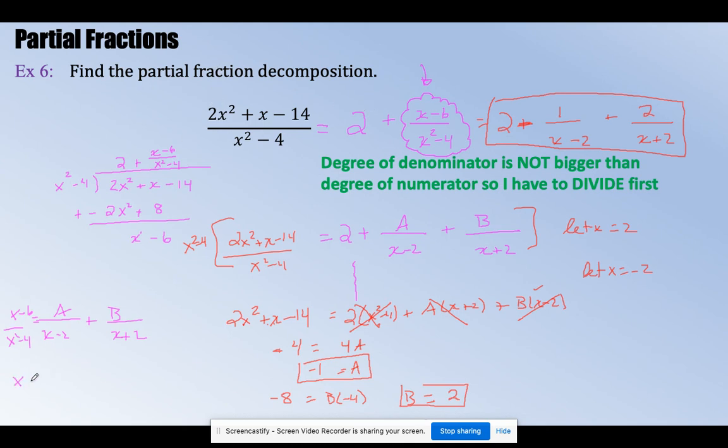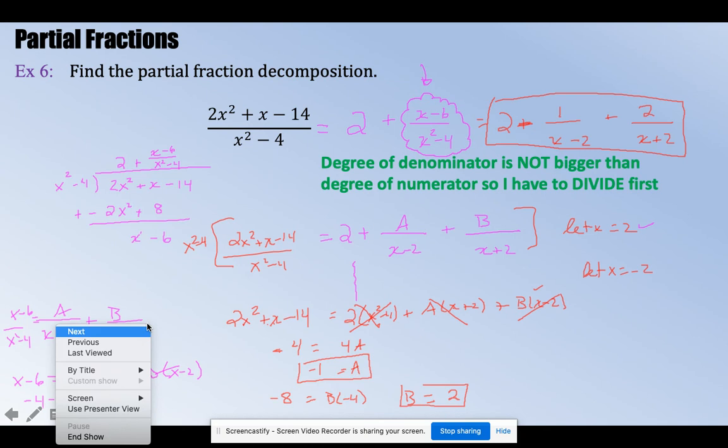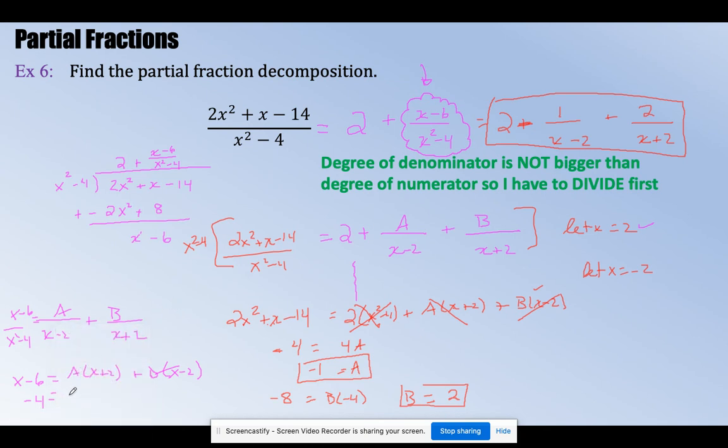So at that point, I would have gotten x minus 6 is equal to a times x plus 2 plus b times x minus 2. And then I would have still brought Arnold into the situation and let x equal 2, which would have killed this one, and I would have got negative 4. Right? And I still would have got a is equal to negative 1. And then I would have done x is equal to negative 2 here, and I would have gotten negative 8.